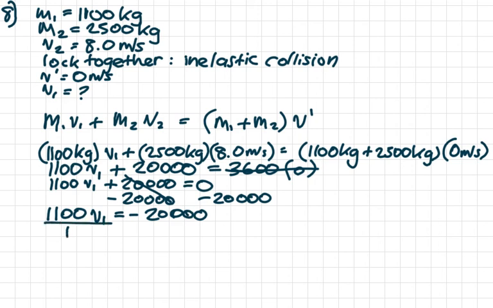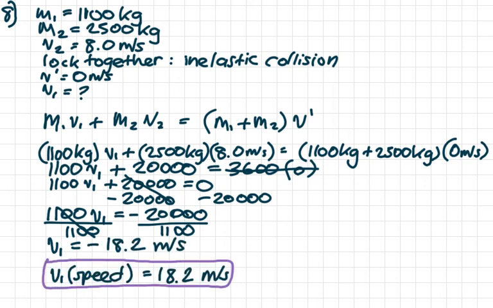Divide both sides by 1100, and that'll give us the initial velocity of the car before it collides with the van. We wind up with 18.2 meters per second.